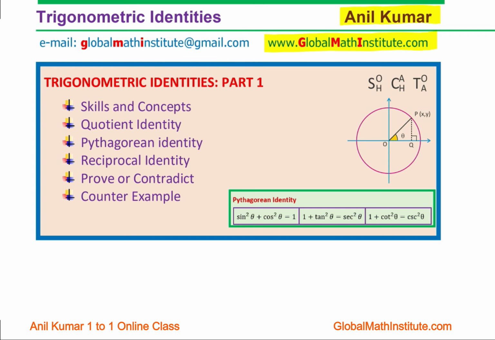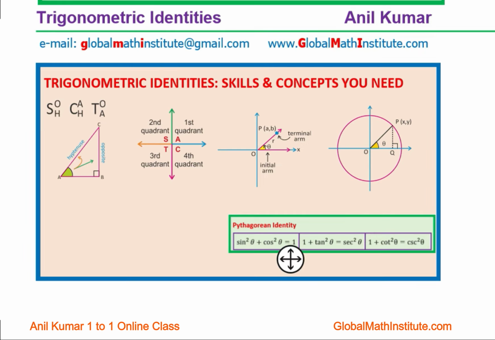In the next video, which is part 2, we will take up proof of trigonometric identities with many examples. When I say many, it will be like 25 or 30. Okay. Now let's get to the basics.